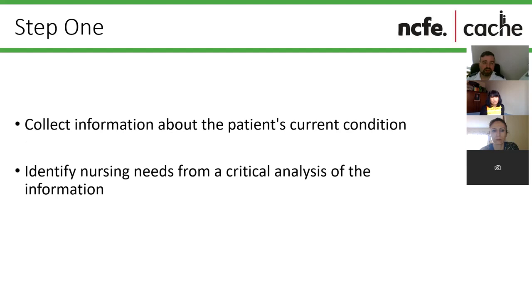So step one, collect information about the patient and the patient's current conditions. So we can just do a holistic questionnaire: tell me a bit about your past, tell me why you're here today, what is it that's brought you here? And we can get that direct from the patient, or we can get that from family members. Alternatively, you may have other assessment tools there. From that, you are going to identify nursing needs through critical analysis of information. So as you're going through that information, you're going to highlight the key points. And from those key points, you will identify the right nursing assessment tools that match up to the care needs.